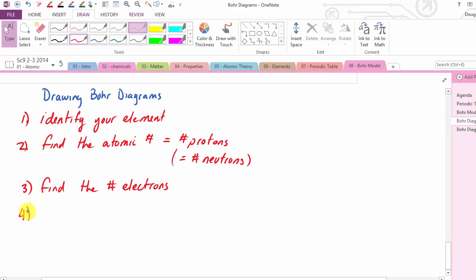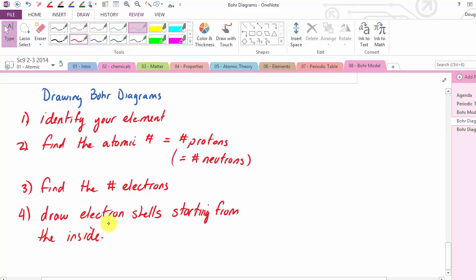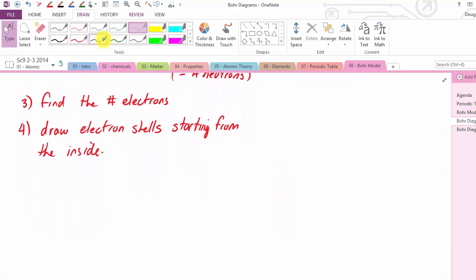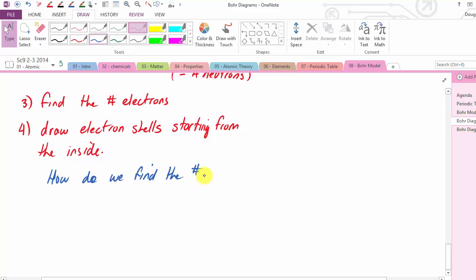Step 4 is draw the diagram. Draw electron shells starting from the inside. The next thing we need to do is figure out the number of electrons. So how do we find the number of electrons?